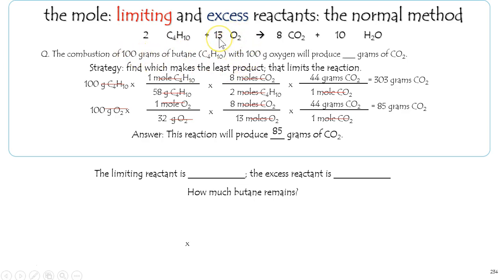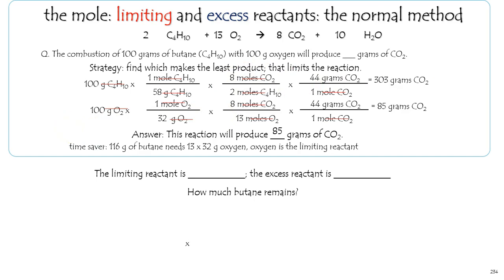So 100 requires more oxygen. We're going to need more oxygen than we do butane. We don't have it. It's the limiting reactant. Or to put it another way, 116 grams, 2 times 58, requires 13 times 32. We don't have that. Oxygen's the limiting reactant. Skip this whole step. Take some courage to do that. Most students just do it by the brute force method. In the next slide, we'll show you an even faster way to do it.